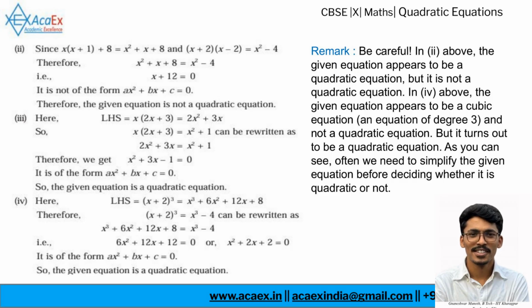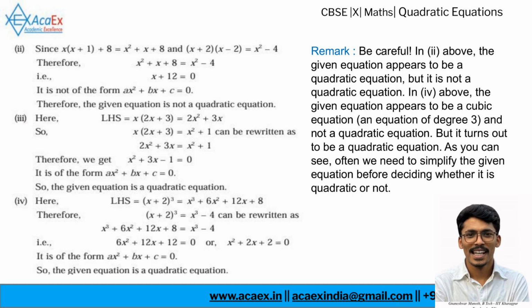Checking equations, continued. The equation x(x plus 1) plus 8 equals (x plus 2)(x minus 2) simplifies to x squared plus x plus 8 equals x squared minus 4, which further simplifies to x plus 12 equals 0. This is not a quadratic equation because it is not in the form ax squared plus bx plus c equals 0. The equation x times (2x plus 3) equals x squared plus 1 simplifies to 2x squared plus 3x equals x squared plus 1, which rearranges to x squared plus 3x minus 1 equals 0. This is a quadratic equation.